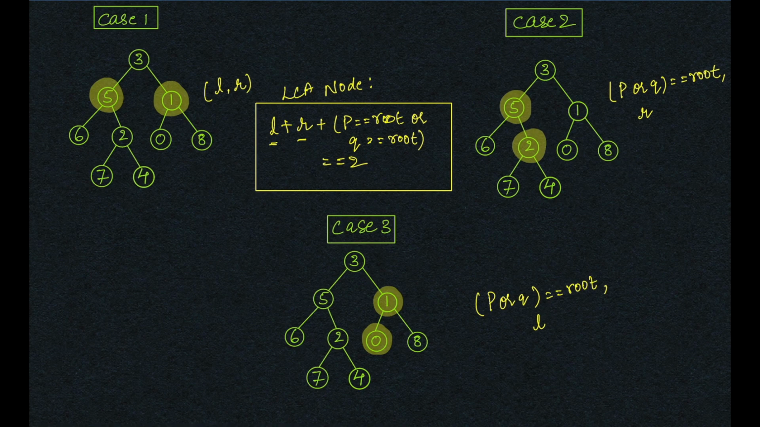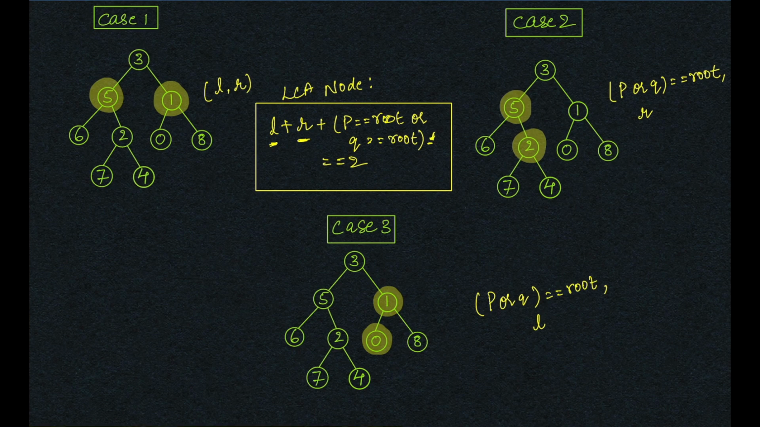In case 2, P or Q equal to root and the other P or Q value exists in the right subtree. So in this case, we are getting a value of 1 here and the right value is 1. So 1 plus 1 is equal to 2. Let's go to case 3. Even in case 3, P or Q equal to root. So this value is going to be 1, followed by the left subtree value, which is going to be 1, which means that the other P or Q value exists in the left subtree. So the value is equal to 2.